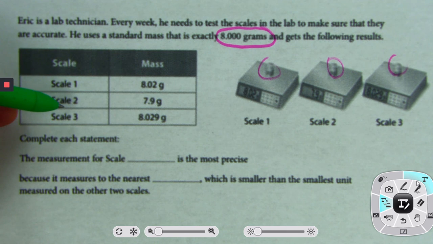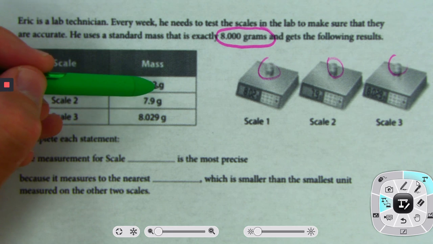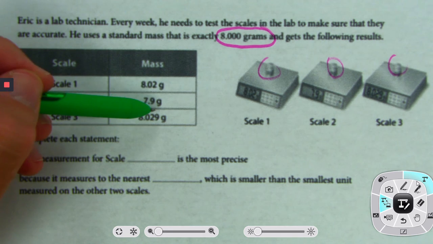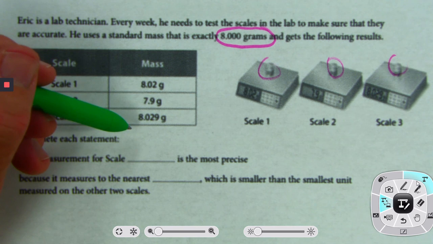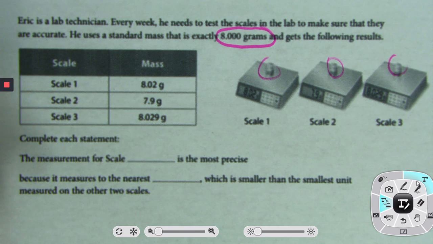So which scale is the most accurate using the smallest unit? Is it scale 1 with hundredths of a gram? Is it scale 2 with tenths of a gram? Or scale 3 with thousandths of a gram? Somebody want to answer that either online or in person? Which scale would then be the most precise? I'll wait on you. What do you think?